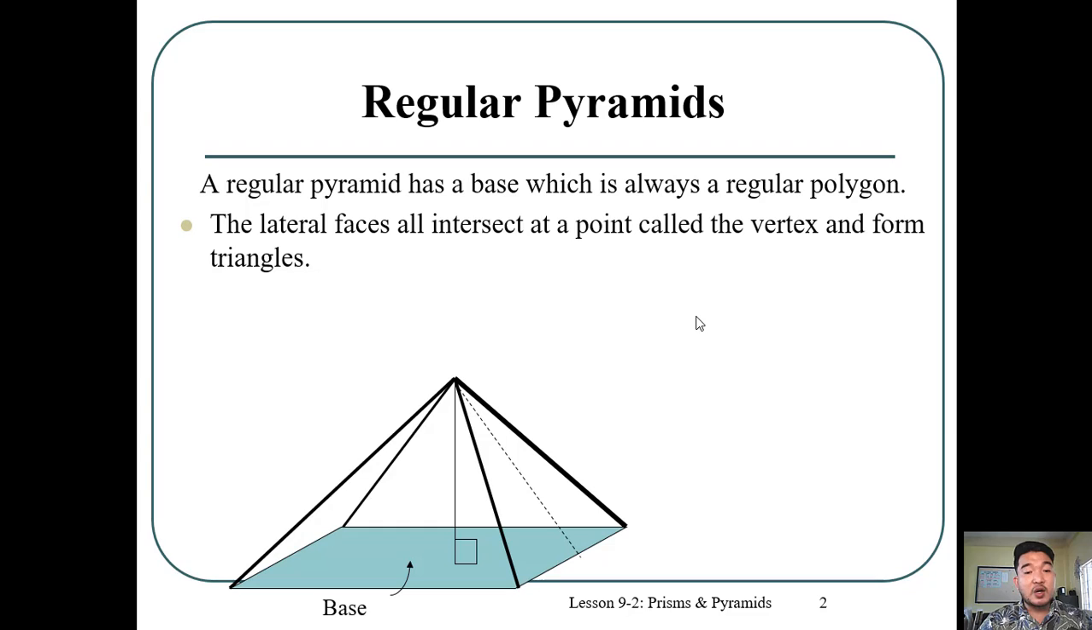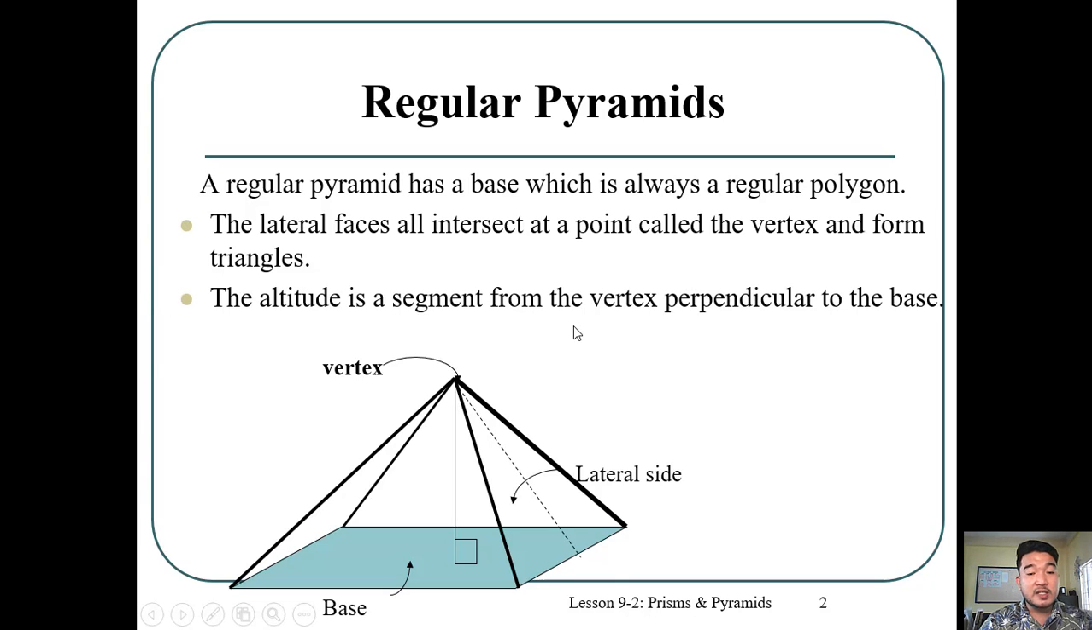The lateral faces all intersect at one point called the vertex and form triangles. This is the vertex of the pyramid, and this is the lateral side. That lateral side is a triangle. The altitude is a segment from the vertex perpendicular to the base. The altitude, or the height of the pyramid, is the line from the vertex of the pyramid perpendicular to the base.